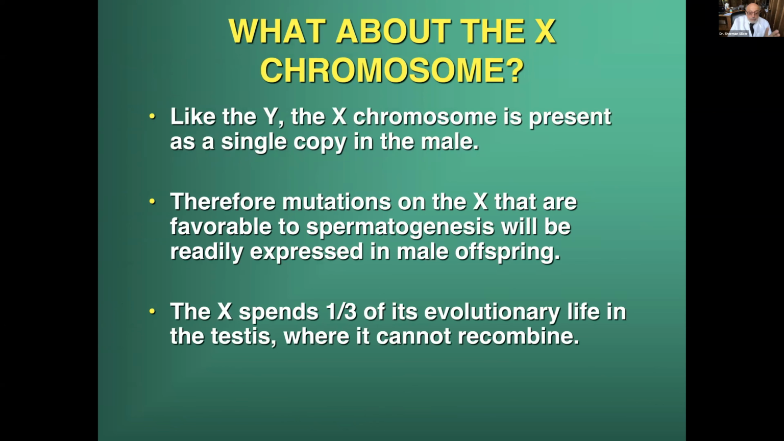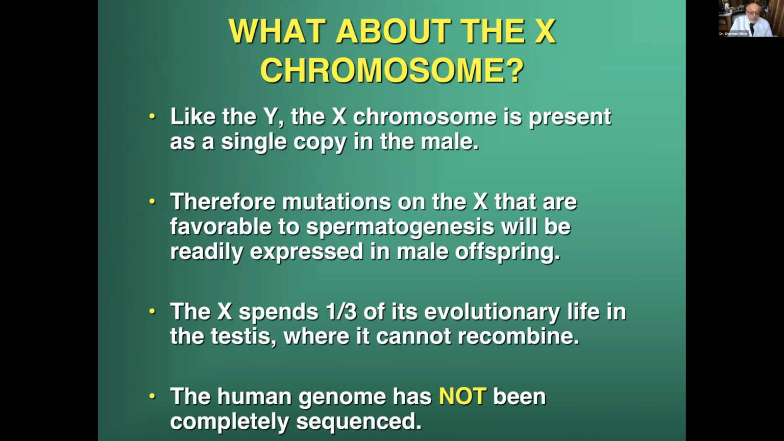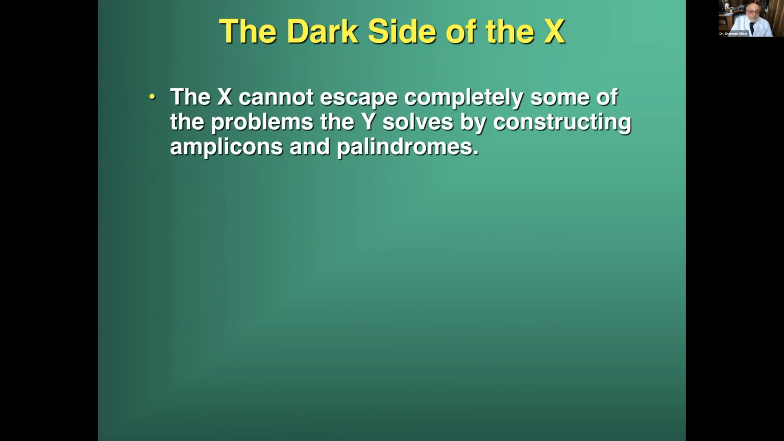So the X spends 1/3 of its evolutionary life in the testes where it cannot recombine, and the human genome has not been completely sequenced. We know that. And so because of all these amplicons, we do not have complete quality sequence. So I call that the dark side of the X. The X cannot escape completely some of the problems the Y solves by constructing amplicons and palindromes.